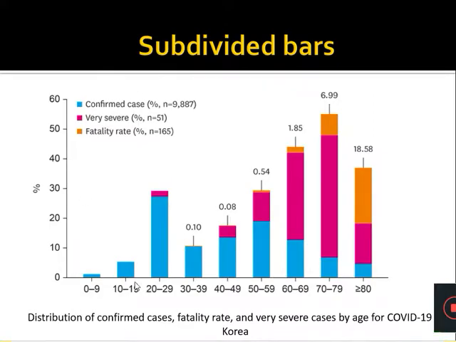The bar is subdivided into different categories. Here you can see the bar is subdivided into different categories, as you can see from the different colors. Here, what is shown here? This is the distribution of confirmed cases, fatality rate and very severe cases by age for COVID-19 in a country. So, the x axis represents the various age groups 0 to 9, 10 to 19, 20 to 29, 30 to 39, like that, up to an age greater than 80.